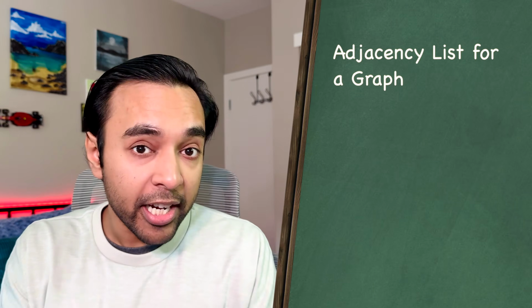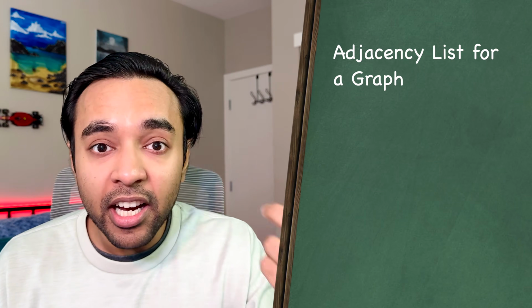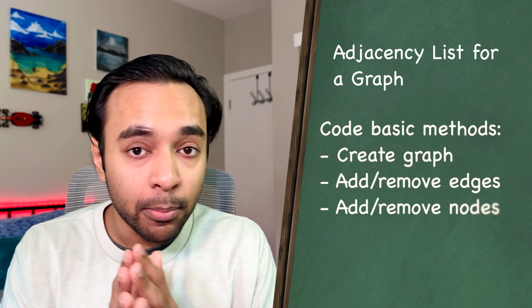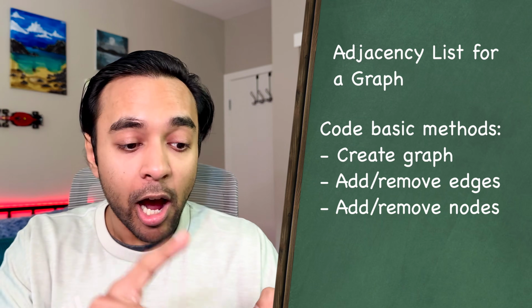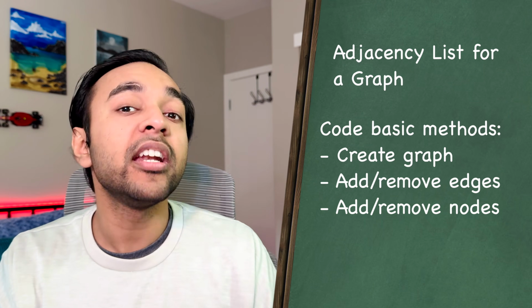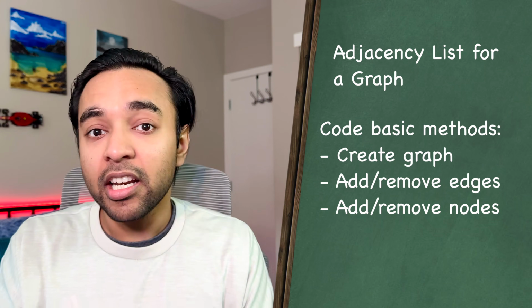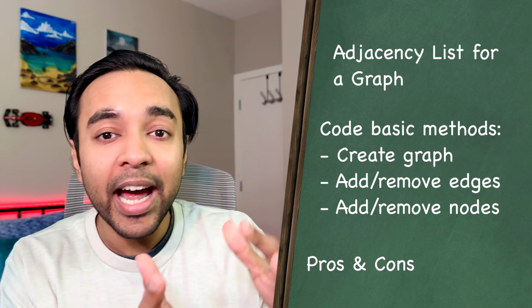We are going to follow a similar approach. First of all, we will try to understand what is an adjacency list and how can you actually represent a graph using an adjacency list. Going forward, we are going to write some code to define all the basic operations. How do you initialize a graph? How do you add and remove edges? How do you add and remove vertices? So that will give you a good idea. And after that, we will discuss all the pros and cons about when should you use an adjacency list to represent a graph. Without further ado, let's get started.